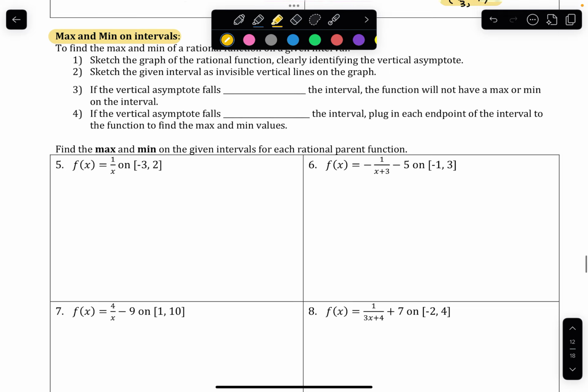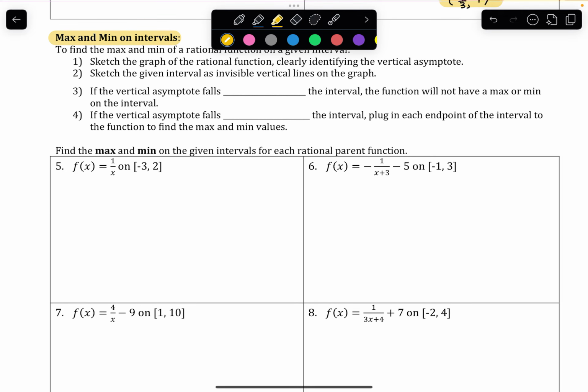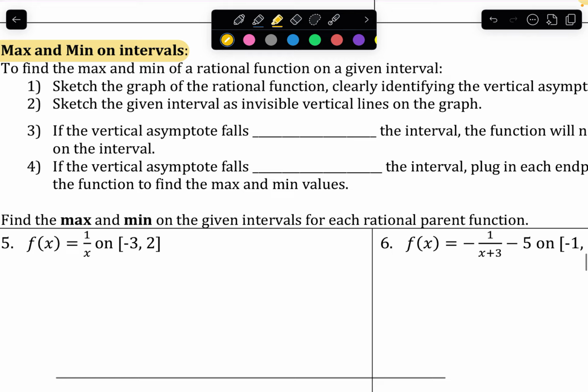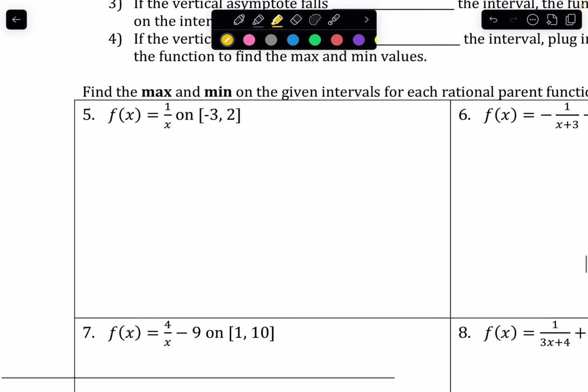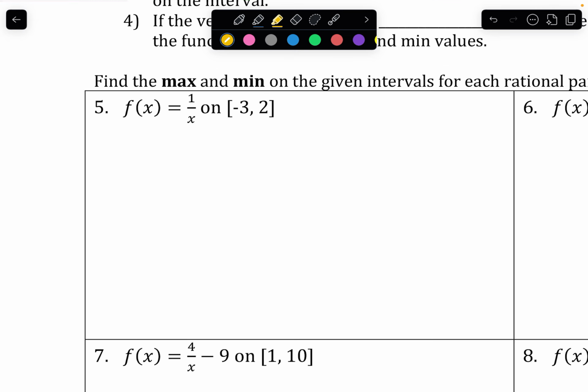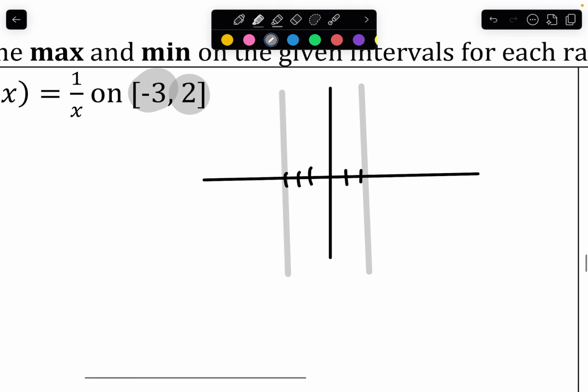All right, so the last part is the max and min on the intervals, which is usually the hardest part. And so before I summarize how to find this, I want to do an example. And so here we're finding the max and min on this interval. And so remember, your interval is always x values. We're restricting the domain. And so if I'm looking at the interval from -3 to 2, I'm just looking between these two vertical lines. So when I sketch my picture, I'm just sketching that interval.